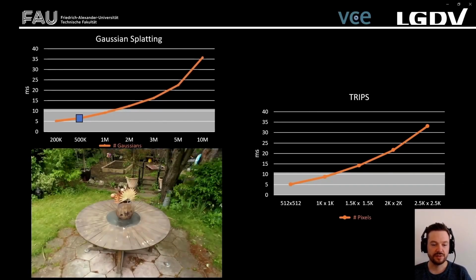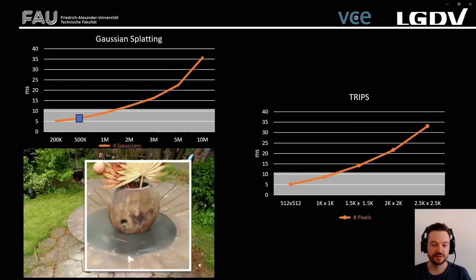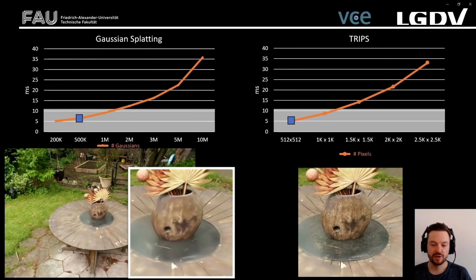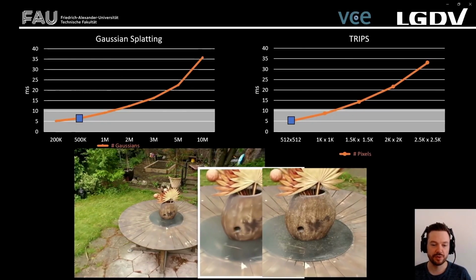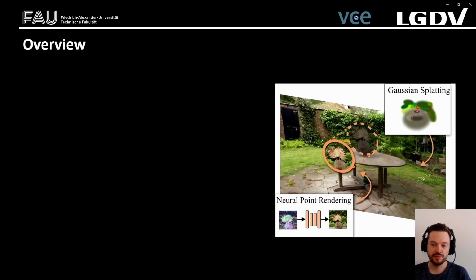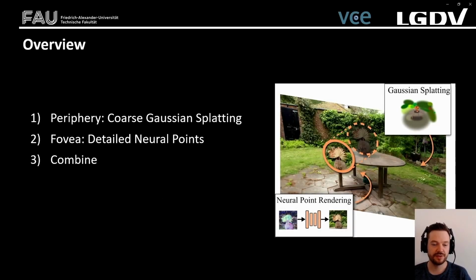So looking at that, we can see this Gaussian image here is not as high quality as we would want. The TRIPS rendering compared to that can do that, and if we combine them, then we have the best of both worlds, hopefully. So this is exactly what we do. We have a three-step approach where we first render a coarse Gaussian splatting rendering for the periphery, then we render a detailed neural points rendering for the fovea, and we combine them together.